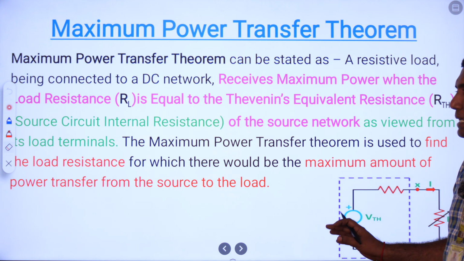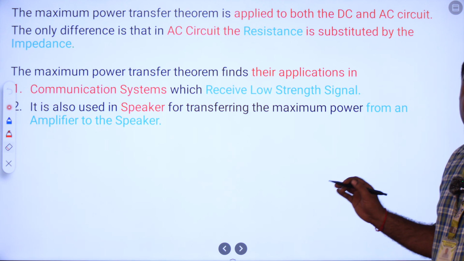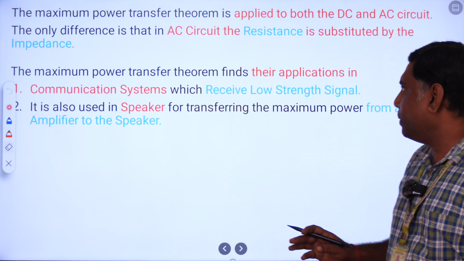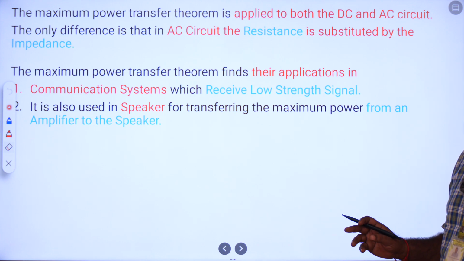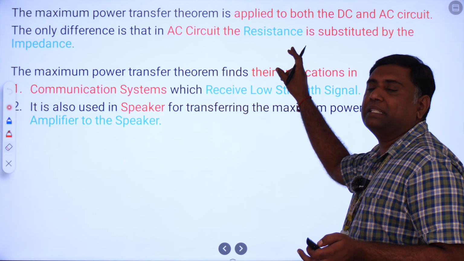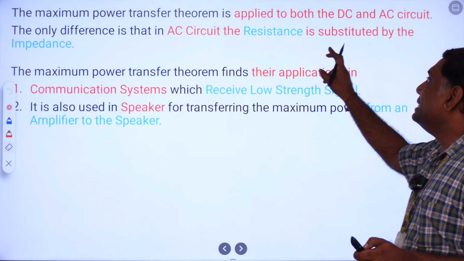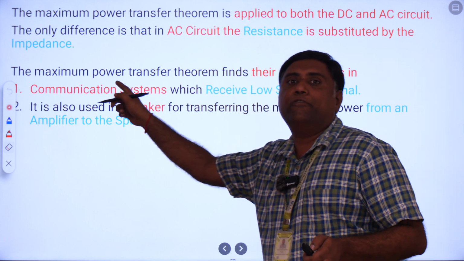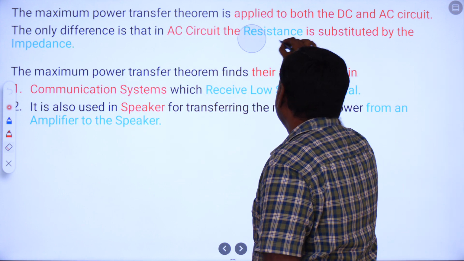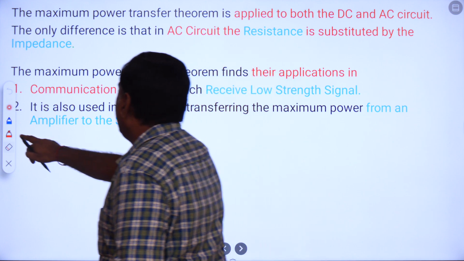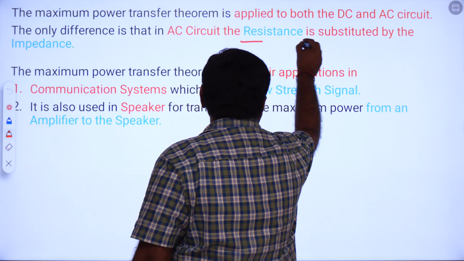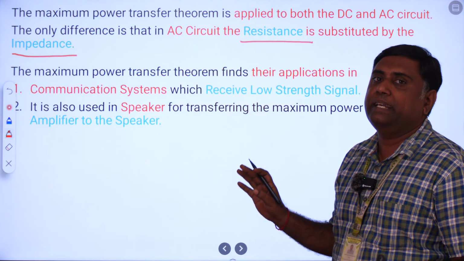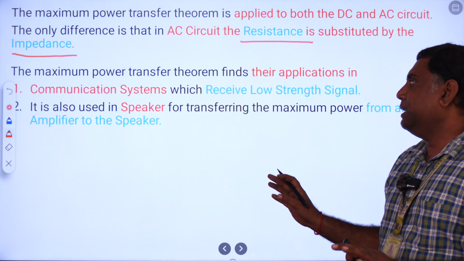We can move on to the next slide. The maximum power transfer theorem is applied to both AC and DC networks. The only difference is that when you apply it to an AC circuit, instead of resistance we have to substitute the impedance value. This is the difference between the AC network and the DC network.